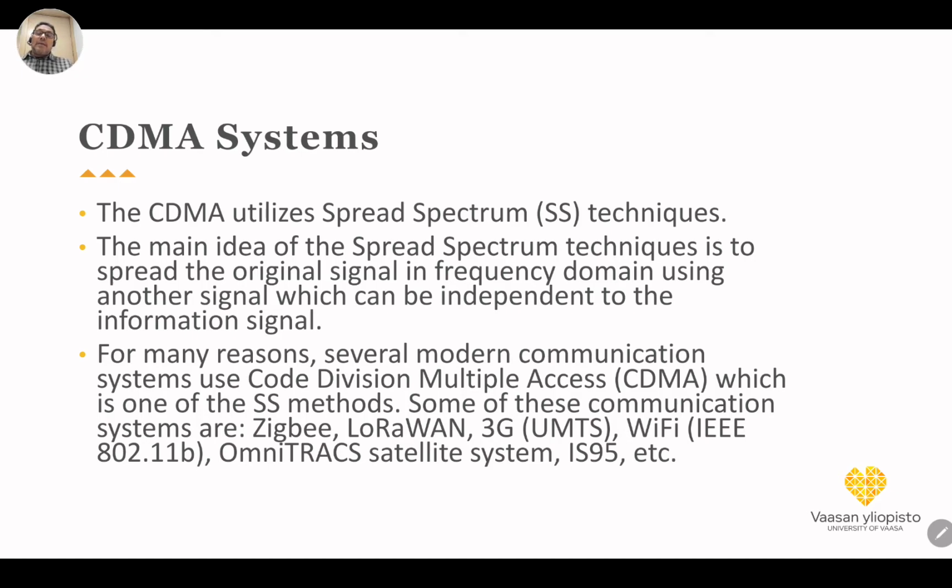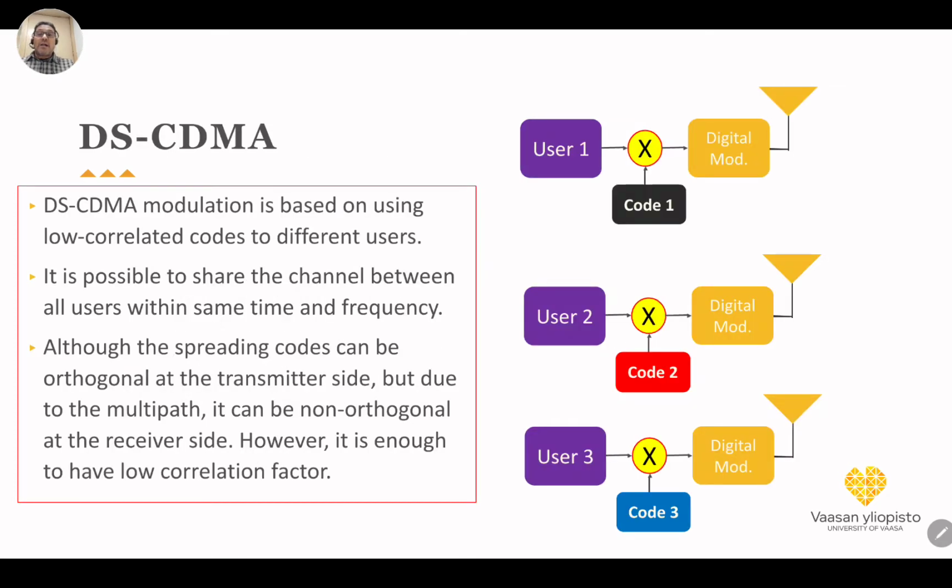CDMA usually utilizes what is known as spread spectrum techniques. The main idea of spread spectrum techniques is to spread the original signal in the frequency domain using another signal, which can be independent of the information signal. So we have two signals: the information signal and the spreading signal. The spreading signal will spread the original signal into a much wider bandwidth. For many reasons, several modern communication systems use code division multiple access, which is one of the spread spectrum techniques, as I mentioned just now.